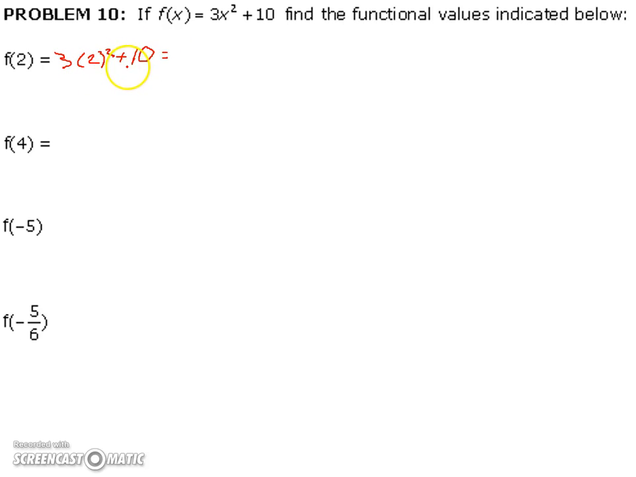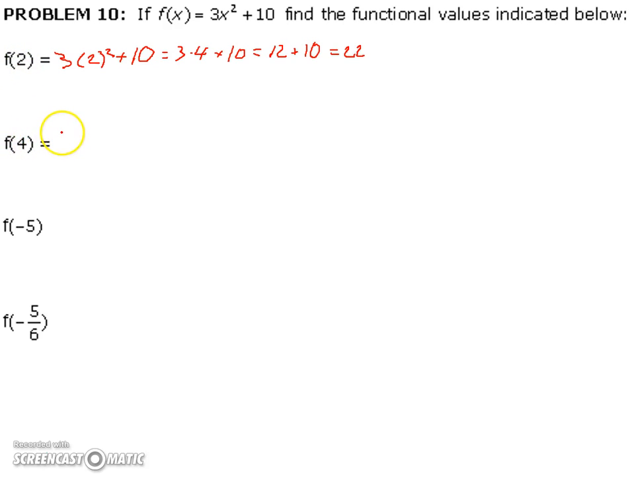So here we use PEMDAS, or order of operations. So we're going to start with the exponent, 2 squared gives us 4. And then we do multiplication next, which gives us 12. And then finally we use addition, which gives us 22. So 22 will be the output when the input is 2. Okay, so let's try another one.